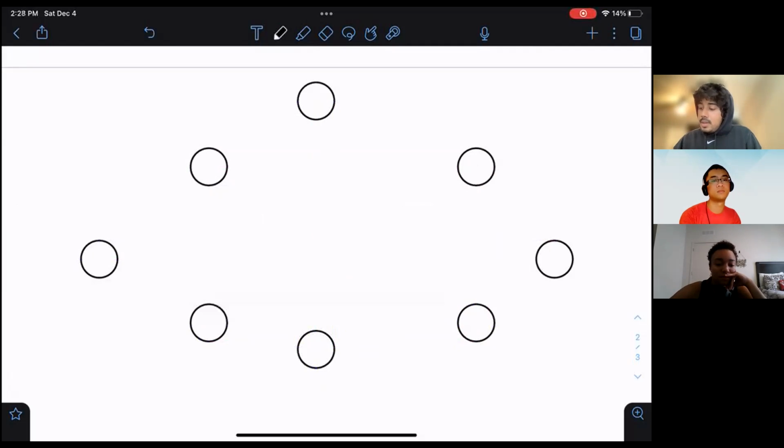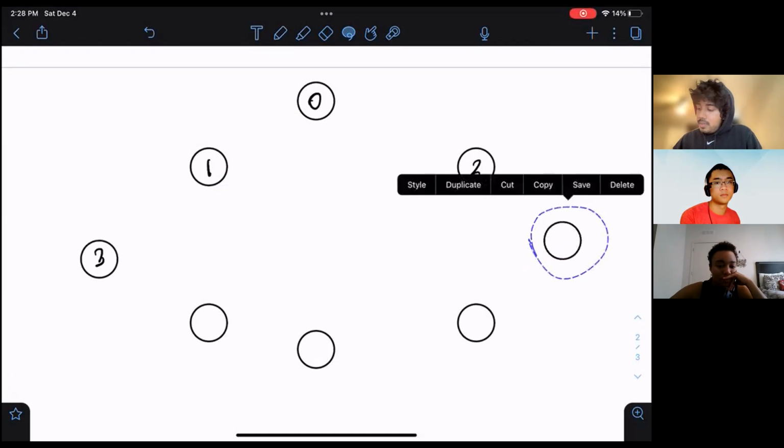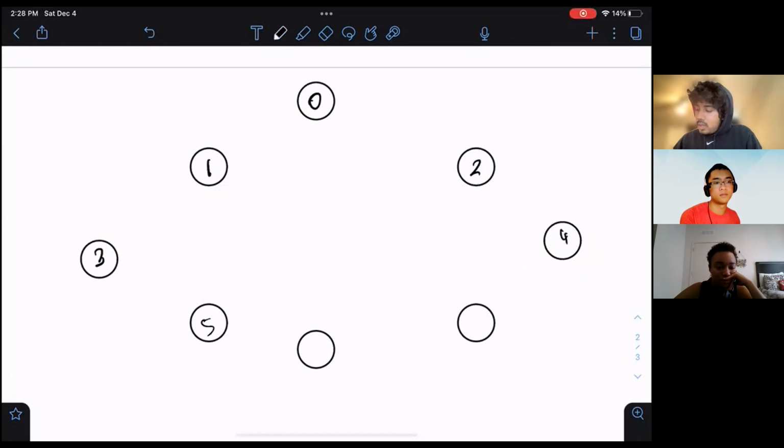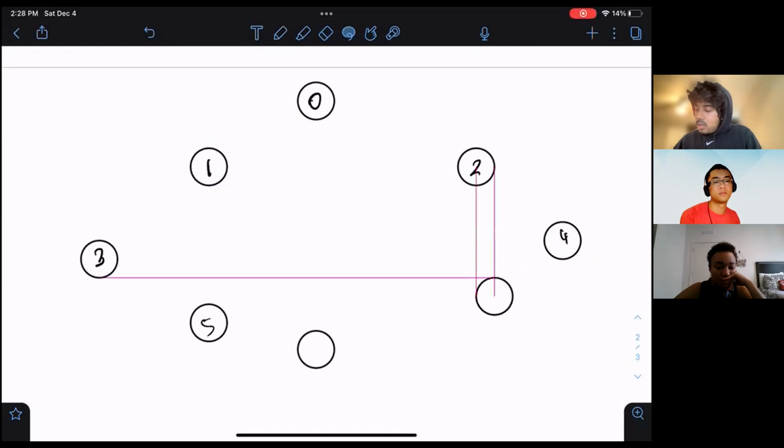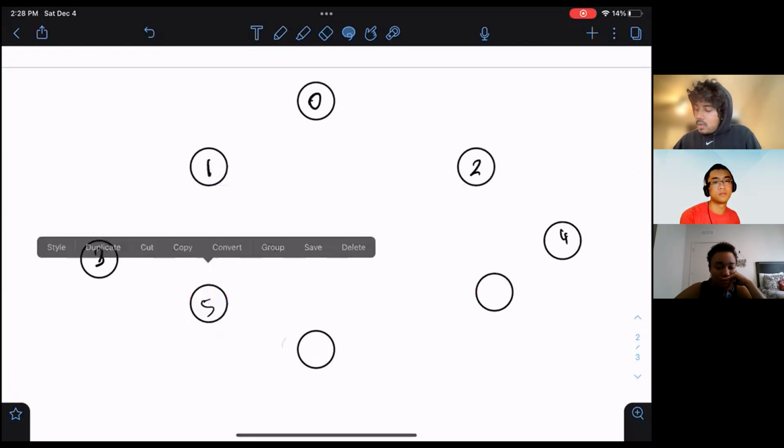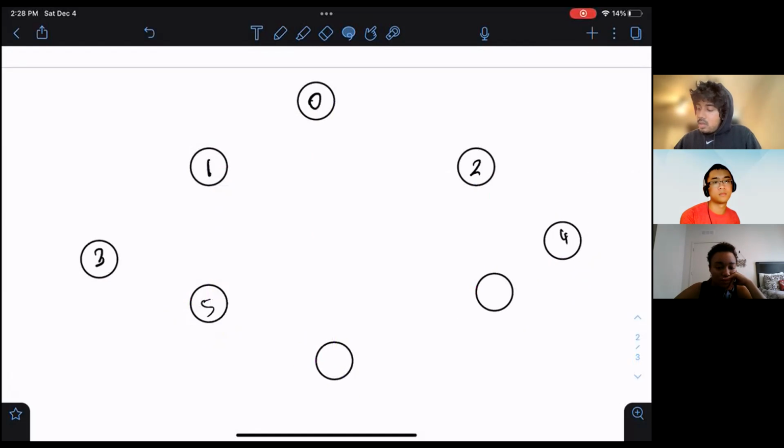Okay. 0, 1, 2. Okay. Yes, same graph. 0, 1, 2, 3, 4, 5. Oh, the 4 is on the right side of the 3. Yeah, this is a little out of space, so I got messed up. 4, 5, and then I gotta move this up. Okay. And then from the matrix, 0 goes to 1 with the weight of 2.